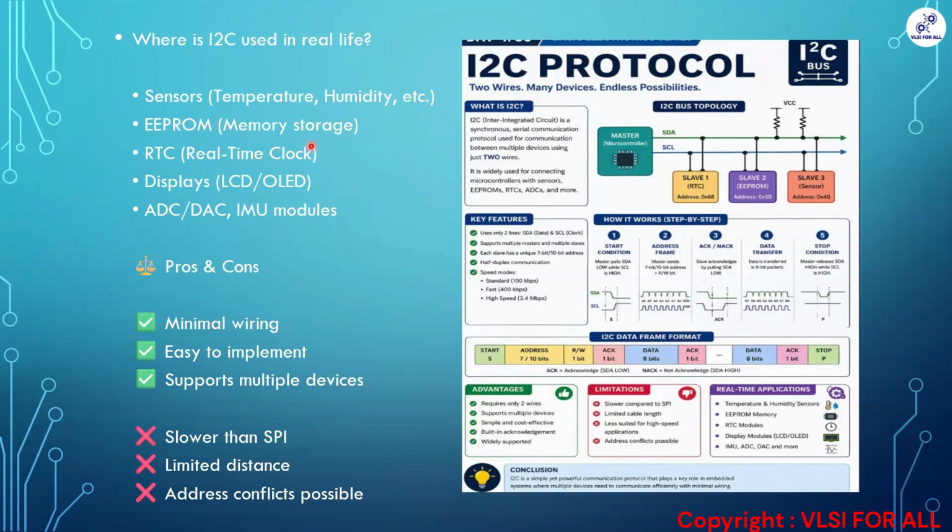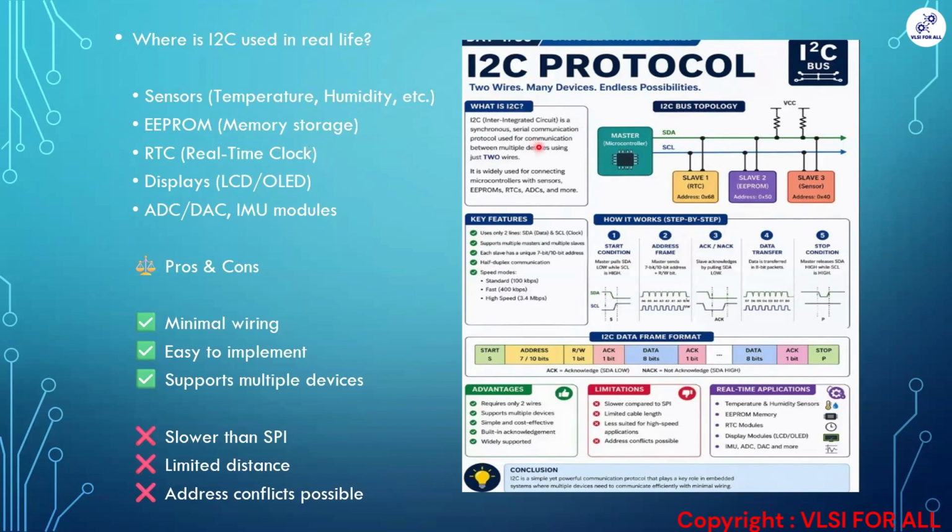Coming to the pros and cons, it has minimal wiring. SPI has 4 wires, whereas I2C has only 2 wires. It is easy to implement and it supports multiple devices to connect, up to 128 devices. Coming to the cons, it is slower than SPI, and it is a limited distance protocol. And with addresses, sometimes if we give a wrong address, it will create some conflict.